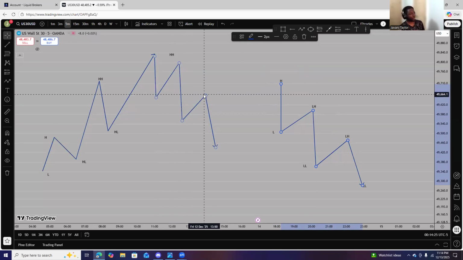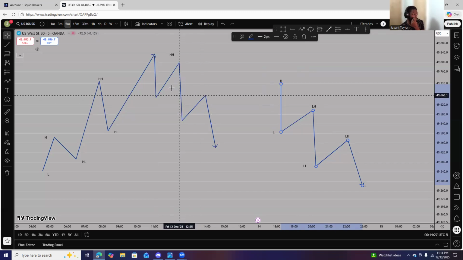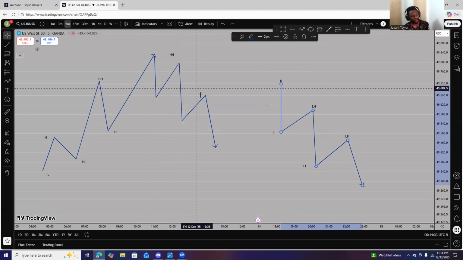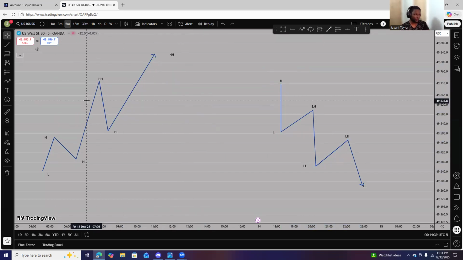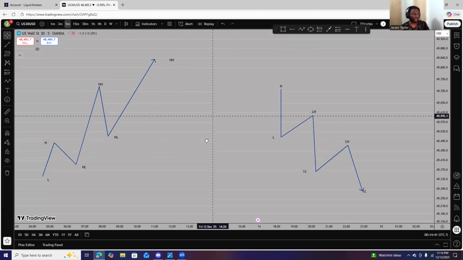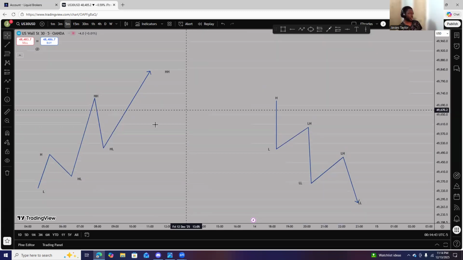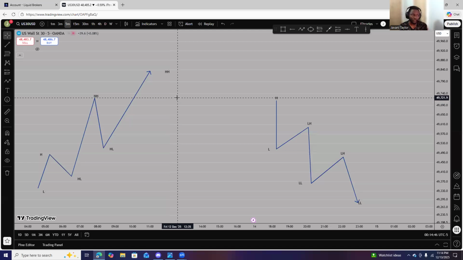We pull back. This will now be a pullback because we start going down. This now would be a lower high. So each high will be lower than the previous whenever we're going down. Each high will be higher than the previous whenever we're going up. And that's how you differentiate structure in the market.